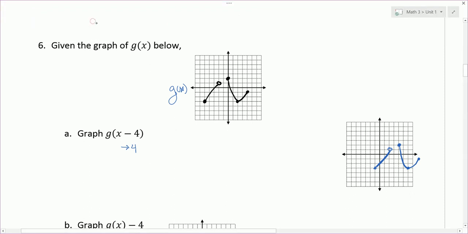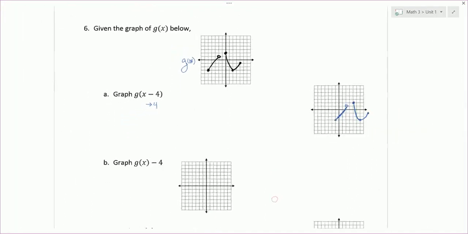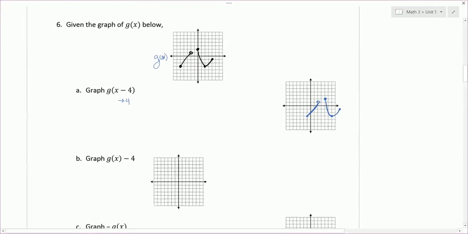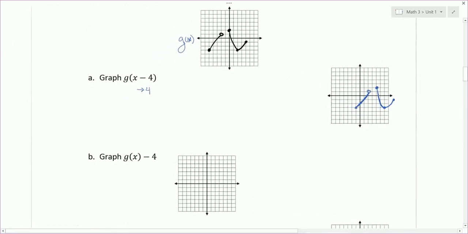Alright. For part B, we are going to do something similar. We need to know what that -4 tagged on at the end does. It almost matches A, but that -4 is not in the parentheses with x. So when it's on the outside, tagged on at the end, that's going to translate everything down 4 units.